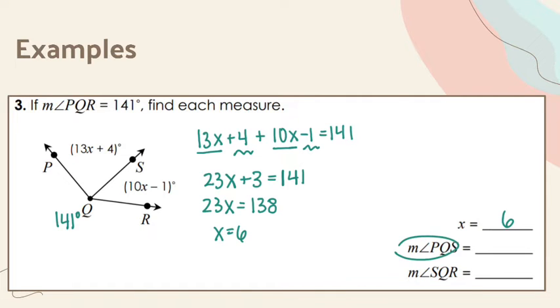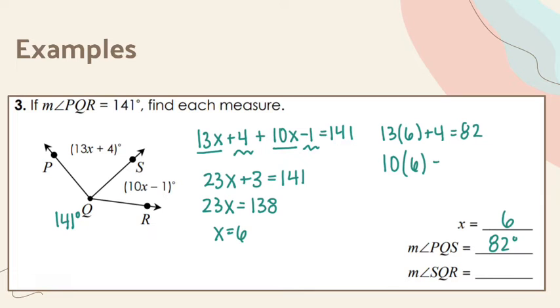Then it wants us to find PQS. PQS is this angle represented by that equation. So we're just going to plug x into that equation. So 13 times 6 plus 4. That's going to give us 82 degrees. Oops, should have written it up here too. All right, and then we want to find SQR. So that is our 10x minus 1 angle. So we will do 10 times 6 minus 1. That's going to equal 59. So this angle is 59 degrees.